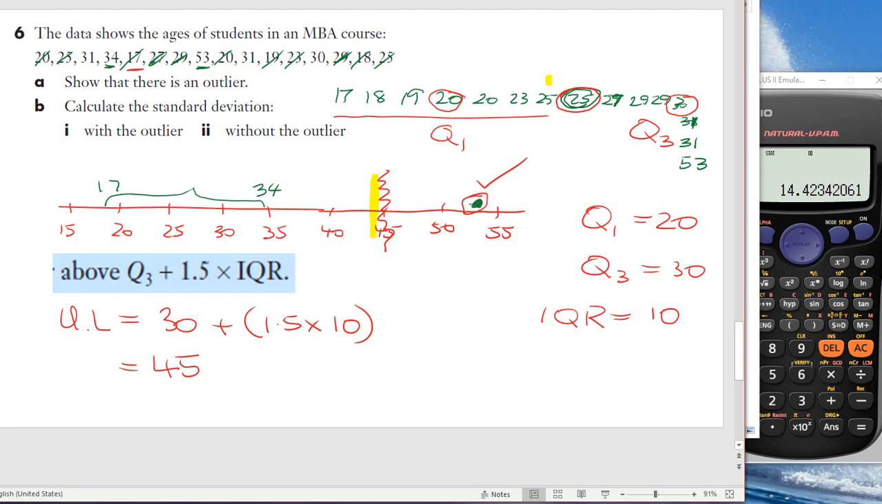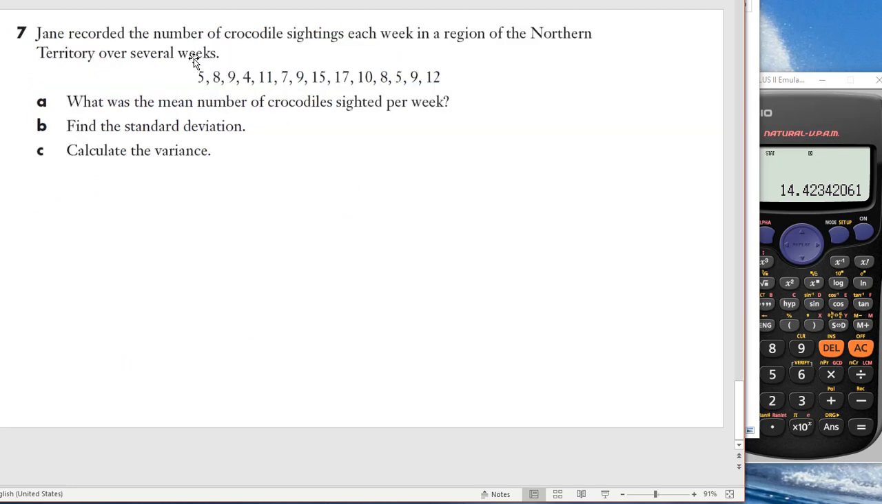On to the last question. Jane recorded number of crocodile sightings each week in a region of the Northern Territory over several weeks. She came up with this. You wouldn't like to be there when there were 17 crocodiles? Maybe if you're a tourist. What was the mean number of crocodiles sighted per week? So we're just typing the numbers in and getting the mean, find the standard deviation, and calculate the variance. Remember, variance is the standard deviation squared.